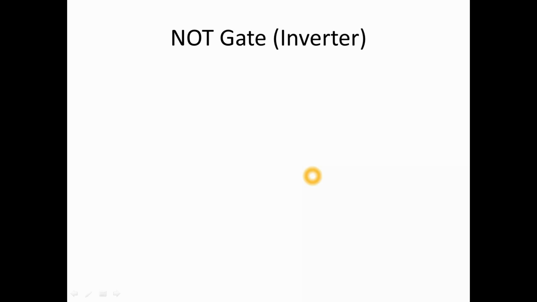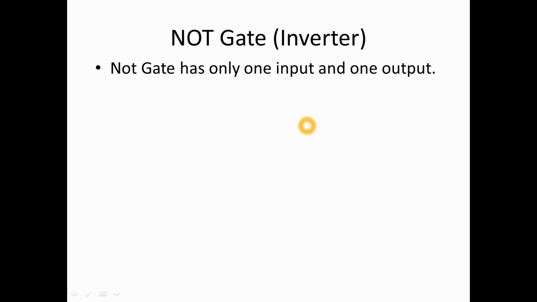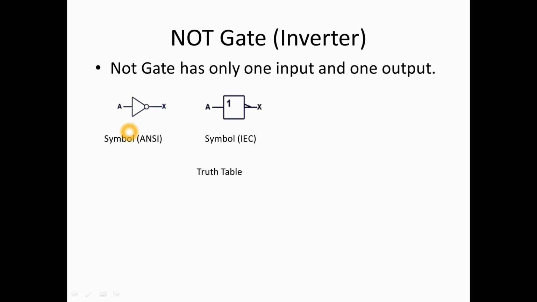In basic gates, there are the NOT gate, AND gate, and OR gate. First, let us see the NOT gate. What is a NOT gate? This NOT gate is also called an inverter. A NOT gate has only one input and one output. This is the ANSI symbol, American National Standards Institute symbol, and this is the IEC symbol, that is International Electrotechnical Commission symbol. Generally, we use these ANSI symbols in logic circuits. We can also use this symbol.